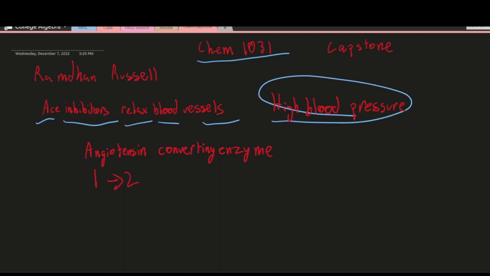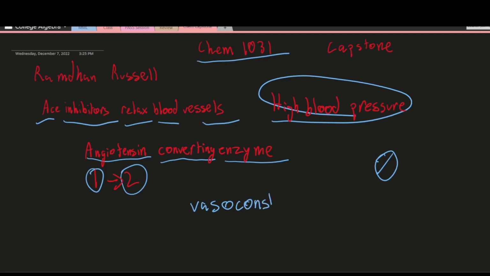We can start off with what the ACE in ACE inhibitor stands for, which is angiotensin converting enzyme. As the name suggests, ACE is an enzyme which converts angiotensin 1 into angiotensin 2. Angiotensin 1 is a hormone which itself has no function, but ACE turns it into angiotensin 2, which is known as a vasoconstrictor, which means it constricts the blood vessels.